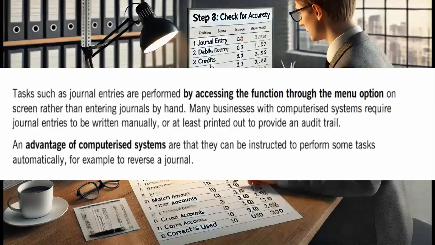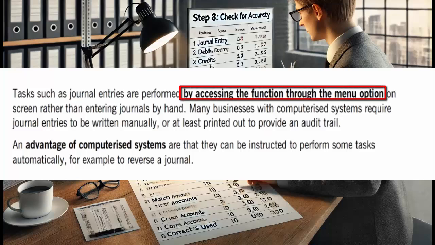Let's take one example. Journal entries. These are very common in accounting. In a manual system, you would write each journal entry by hand. But in a computerized system, it's different. You don't need to write it. Instead, you click a menu option, choose New Journal or Reverse Journal, and the system creates it for you. This makes everything faster. And yes, it also reduces the chance of making a mistake.